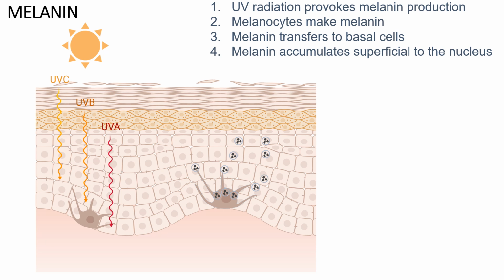The other cells in the stratum basale, such as the stem cells that are constantly creating keratinocytes, receive the benefits of the UV-absorbing melanin as it accumulates between their nuclei and the incoming UV rays.